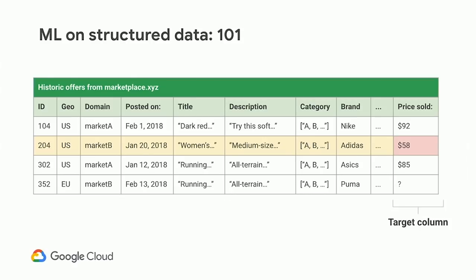So for example, here, this is a toy example. You might have a table of historic offers from an online marketplace, and you want to create a model that takes the available data on that offer to predict the price at which that offer is sold. So for example, if you want to provide pricing guidance to your sellers.